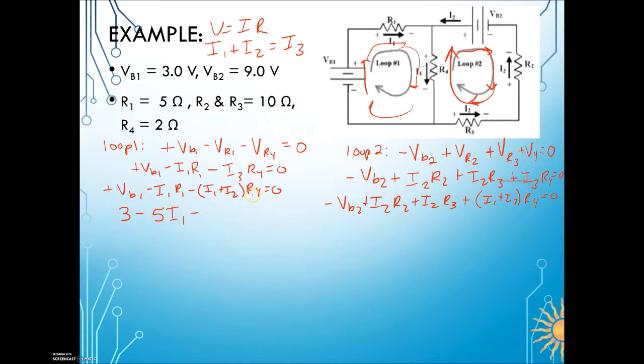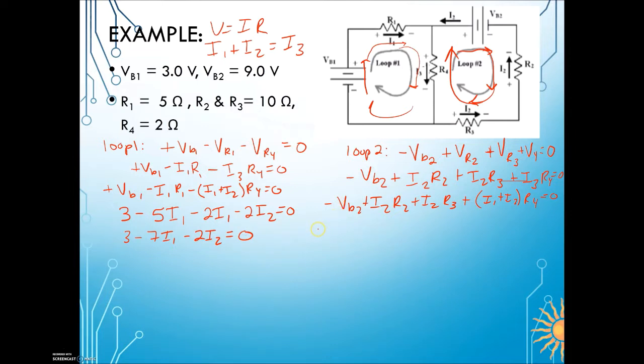Minus our 4, which is 2, times I1, and don't forget to distribute this negative, negative 2I2 equals 0. So I can simplify this and say 3 minus 7I1 minus 2I2 is equal to 0. Same thing on the other side.